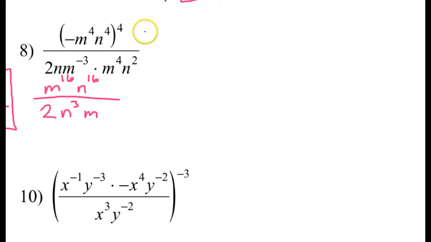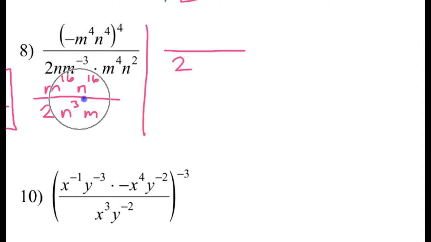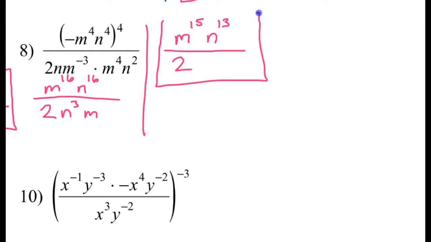So I have that so far. Alright, that 2 is not going anywhere. The m's, m to the 16th power over m, those are going to cancel with each other, and that will leave 15 m's in the numerator. The n's are going to cancel against each other, and that's going to leave me with 13 n's in the numerator. So this is the final answer for number 8.